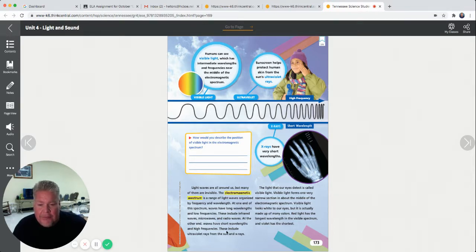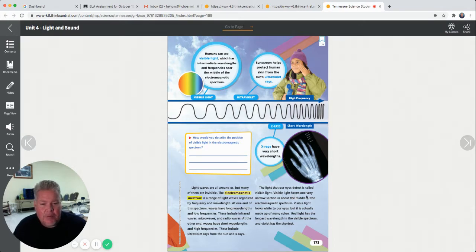So the more frequent waves with the shorter wavelengths are ultraviolet rays from the sun and X-rays. They're more intense, aren't they? I guess you could say there's higher frequency and shorter wavelength. So when you get an X-ray, if you break your bone or something like this, you're in about this portion of the electromagnetic spectrum. The light that our eyes detect is called visible light.